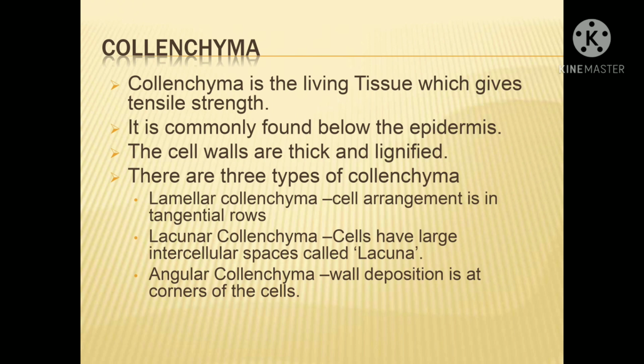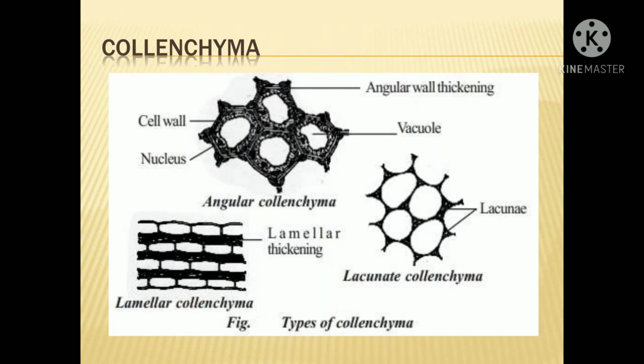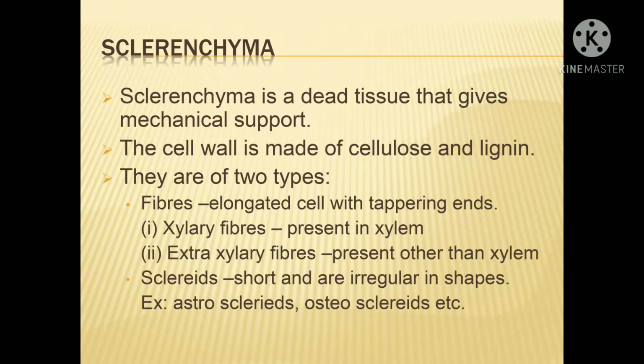Collenchyma are living tissue. Again, they have tensile strength, so they have a very strong feature. They have thicker walls compared to parenchyma. There are three different types: lacunate, angular, and lamellar, based on where they are. Mostly they are present in epidermal cells, like the bark of the tree, leaves, or roots, to protect the plant from outside.